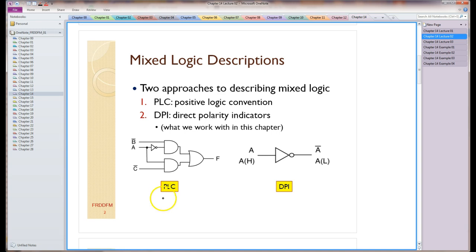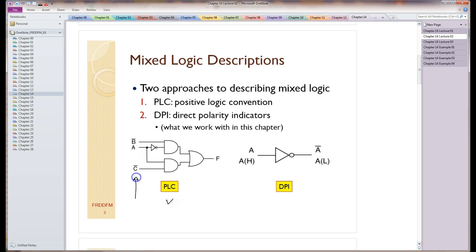We can use the positive logic convention, which uses these overbars to indicate negative logic. But more importantly, what we're going to use is the direct polarity indicators, where this H represents a positive logic signal and the L represents a negative logic signal.